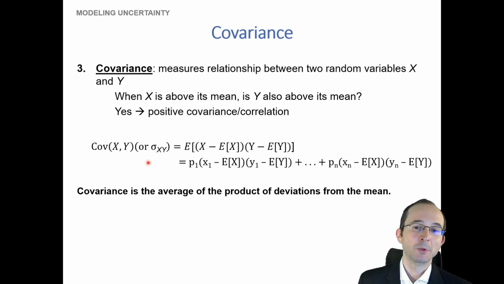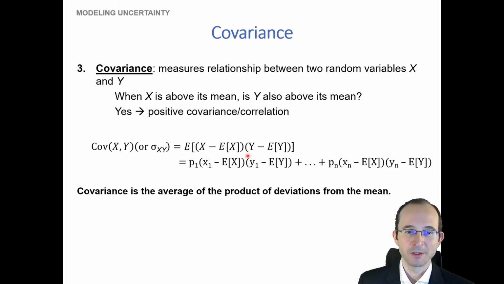Well, if a variance was the squared deviations from the mean of one variable, covariance is the product of deviations from the mean of two variables. So here's the deviation of variable y, here's the deviation of variable x. We take the expectation of that, in other words, another probability-weighted sum, and that is our covariance.